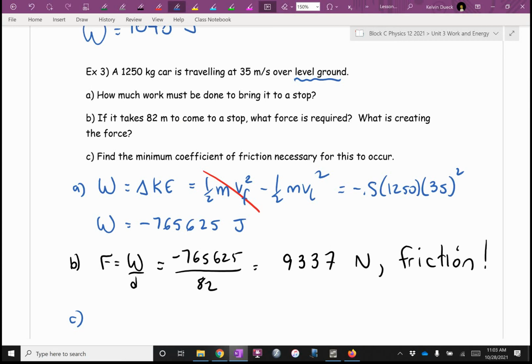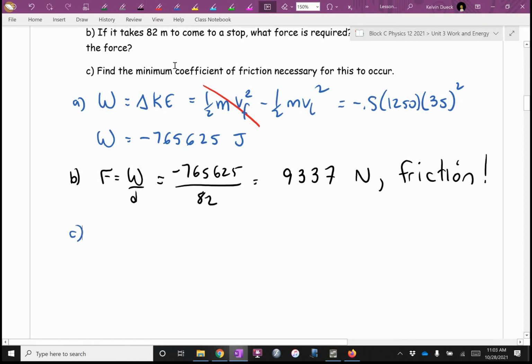Anyways, oh, what's an equation for mu? What does mu equal? There is an equation with mu in it. Get the mu by itself. What does mu equal? Friction divided by the normal force. Now friction, I'm going to use my answer button. I'll write 9337, but you're all going to use your answer button. Ooh, I don't know the normal force.